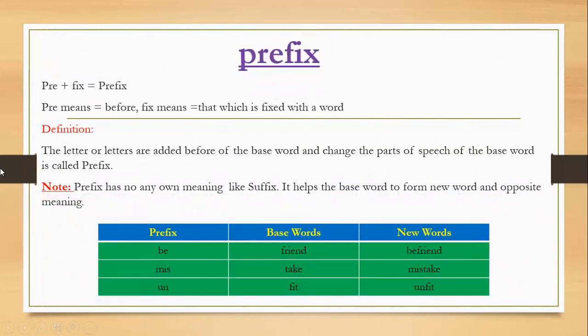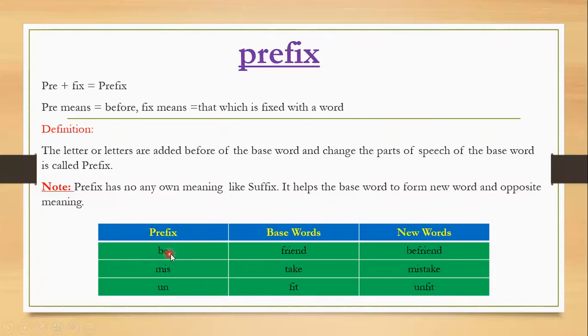Dear students, prefix. Pre and fix. Pre means before. Fix means that which is fixed with the word. That means if the letter or letters are added before the base word or root word and change the parts of speech of the base word or root word, it is called prefix. There is also another note that prefix has no meaning of its own, like suffix. It helps the base word to form a new word.